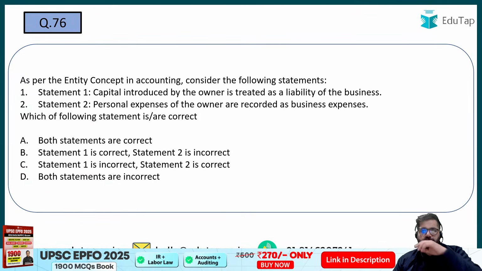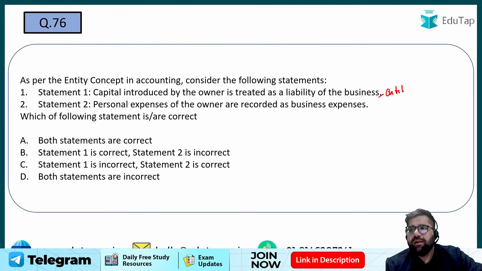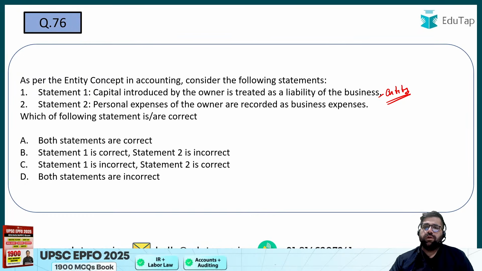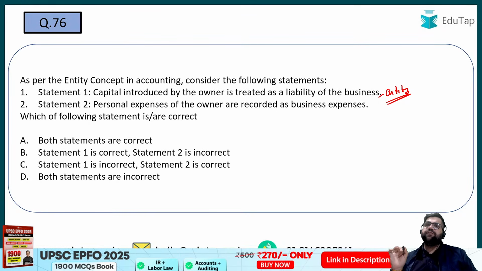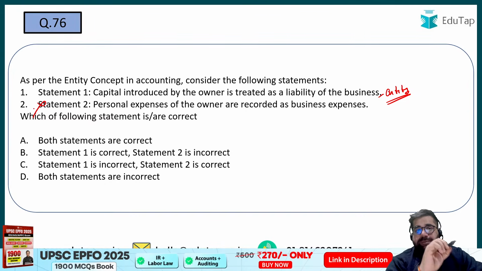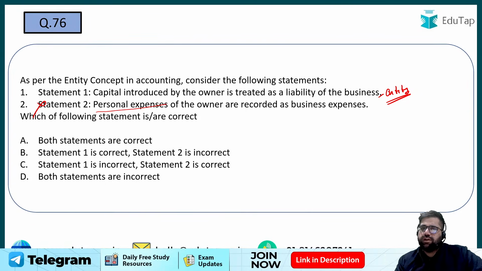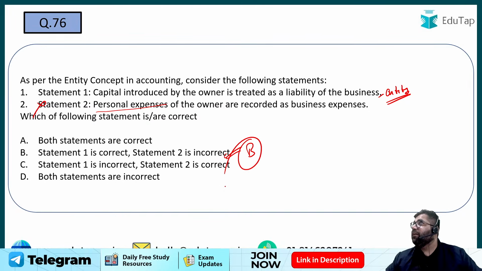Capital introduced by the owner is treated as a liability. Yes, because of entity concept. Right? And the personal expenses of owners are recorded as a business expense. No, no. But we always do accounting for business, not for the owner. So statement 2 is incorrect because personal expenses are not included in the book of accounts. So only first is correct. Therefore, your answer will be option number B.